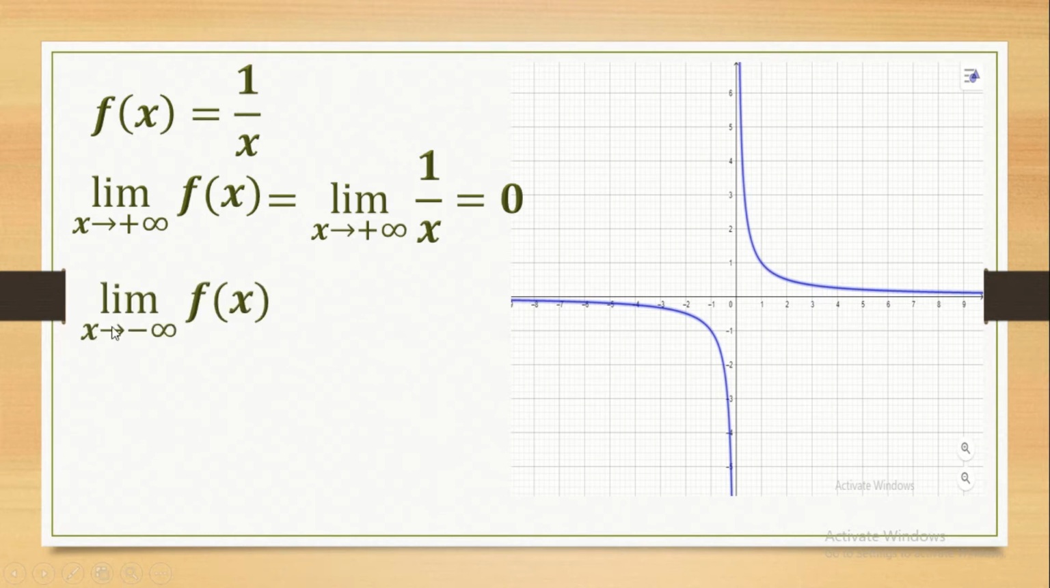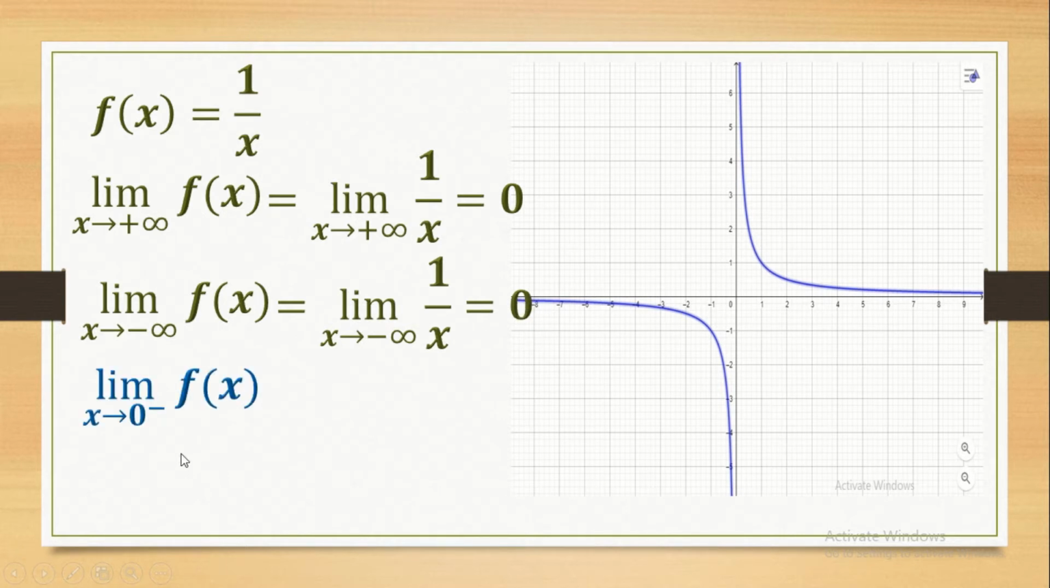Another example. If we have x tends to minus infinity, for example, let's have x approximately minus 100. Then 1 over x will be 1 over minus 100, it's minus 0.01. Also, it's approximately 0. Another example: if x is minus 10,000, then 1 over x will be minus 0.0001. It's also approximately 0. So as x tends towards plus or minus infinity, then f of x, which is 1 over x, will tend to 0.